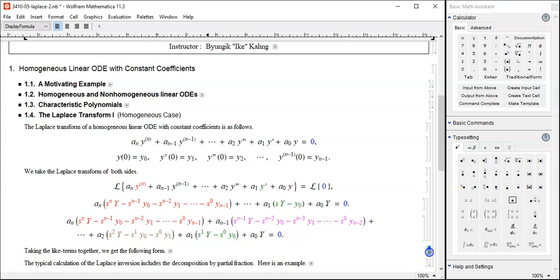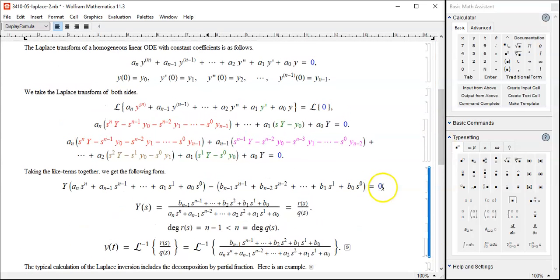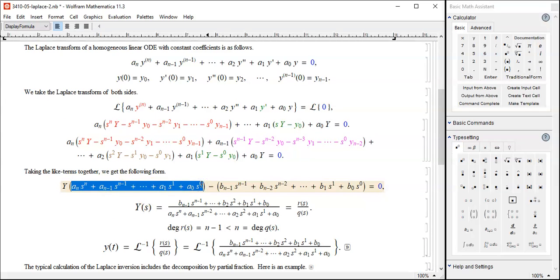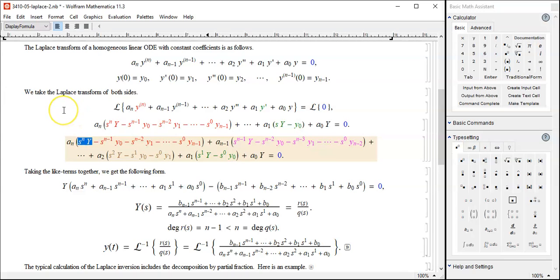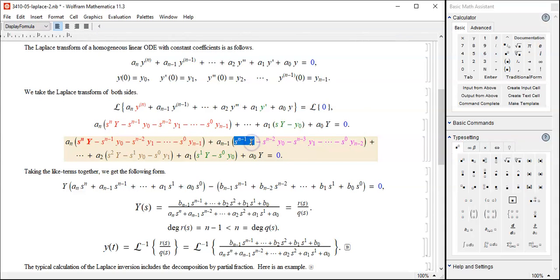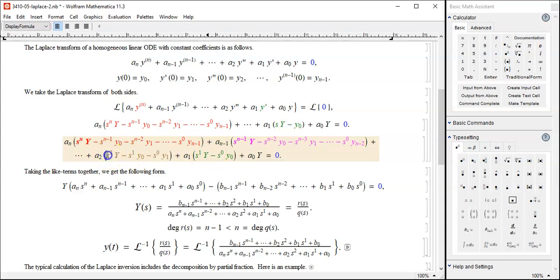If you take the like terms together, you're going to get something like this. You will get the characteristic polynomial. Why? Let's look at the Y term here. We get s to the nth power times Y, which I'm highlighting in bold. And then s to the n minus first power times Y, and so on and so forth. s squared times Y, s to the first power times Y, and this one I'll put in s to the 0 power.